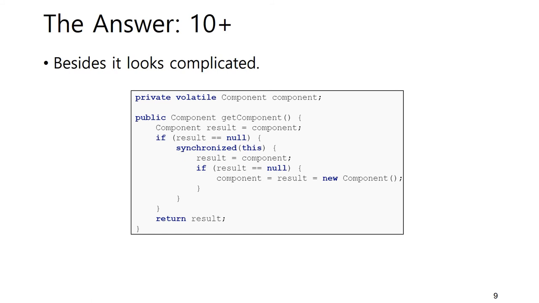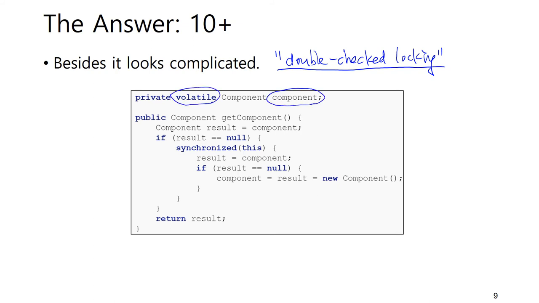This is the equivalent Java code that implements lazy initialization. The code looks complicated because it employs a design pattern called double checked locking. So the idea is the following. First, we declare the variable with this volatile keyword so that every thread accessing this variable component obtains the up-to-date value. In order to access the variable, we first get the current value. So now result contains the current value. And if the current value is not null, then we just return the value because it means that another thread has previously computed this component variable.